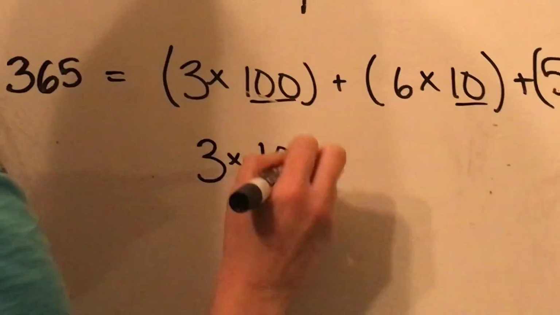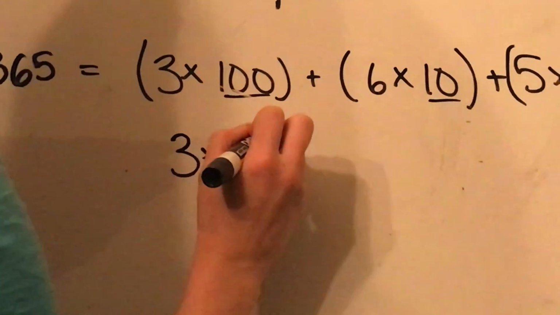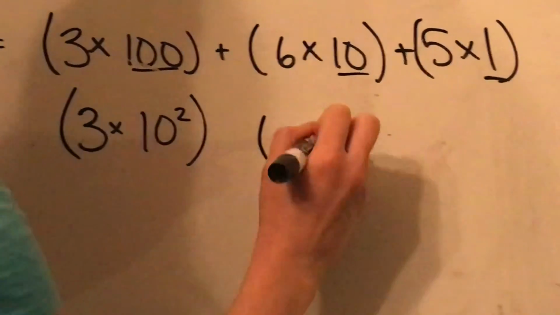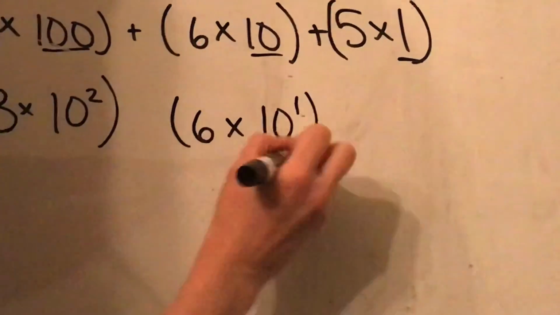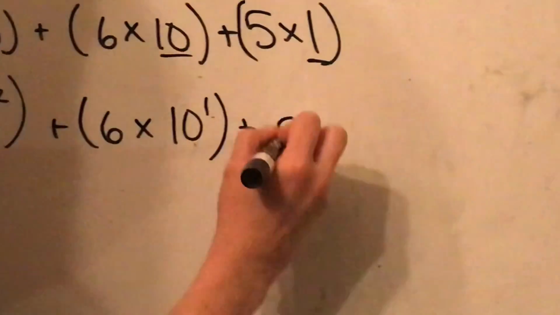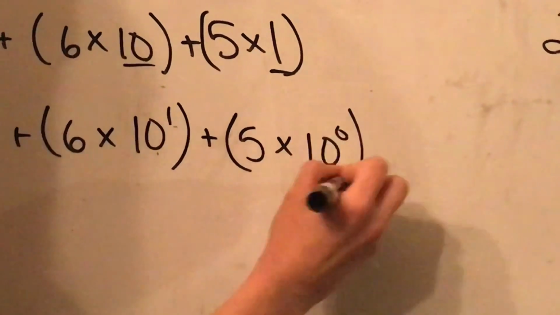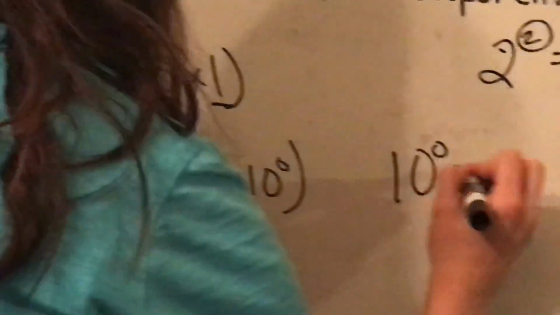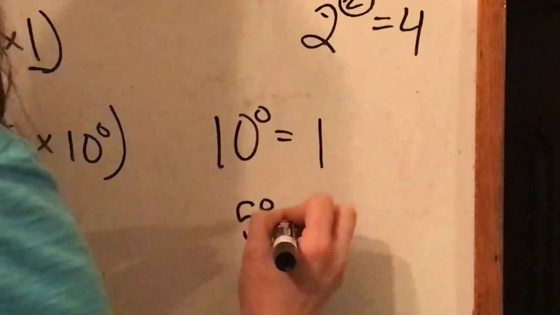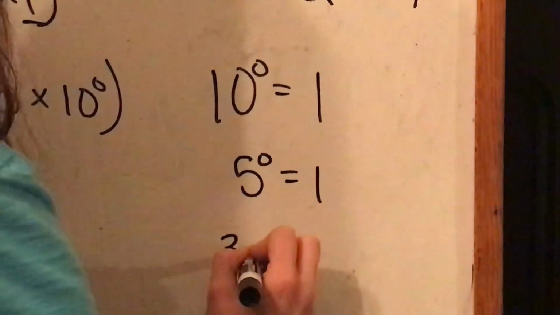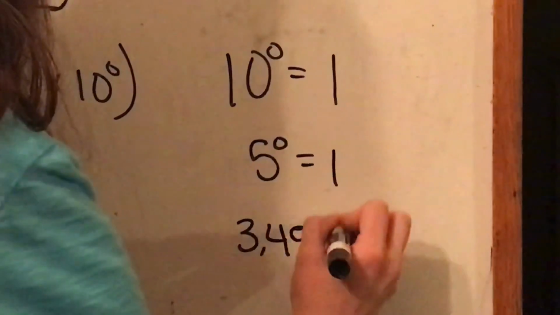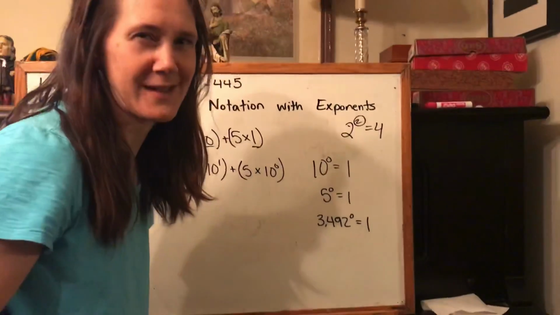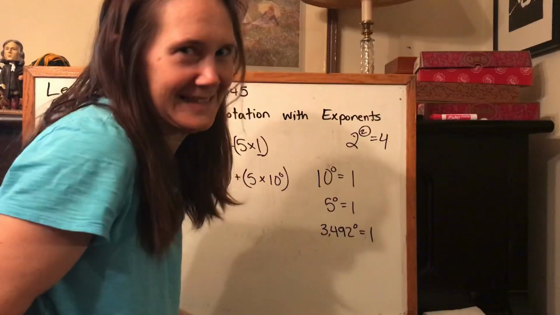So this would be 3 times 10 squared, 6 times 10 to the 1. Okay, and here's the funny one. This is 5 times 10 to the 0. Okay, anything to the power of 0 equals 1. It's weird. I'm not exactly sure why, but it's just how it is.